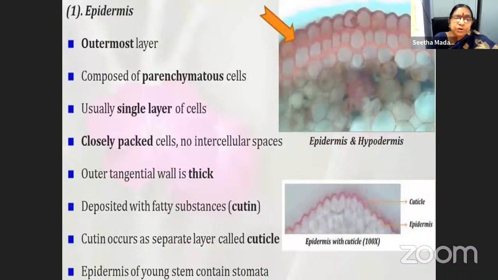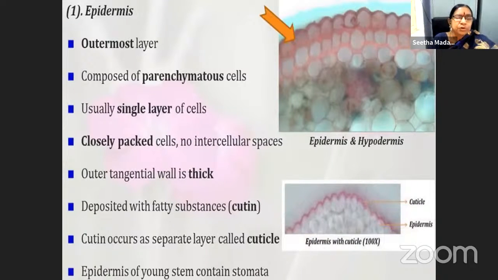Then, going to the next slide, epidermis is the outermost layer that you can see with the arrow mark. Outermost layer of the cross section of the dicot stem is epidermis. It is composed of parenchymatous cells, and they are arranged in a single layer. It contains a single layer of cells, and they are closely packed without intercellular spaces. Intercellular spaces means actually in parenchyma they are round walled, and in between the cells you find some spaces, but these spaces are lacking in epidermis.